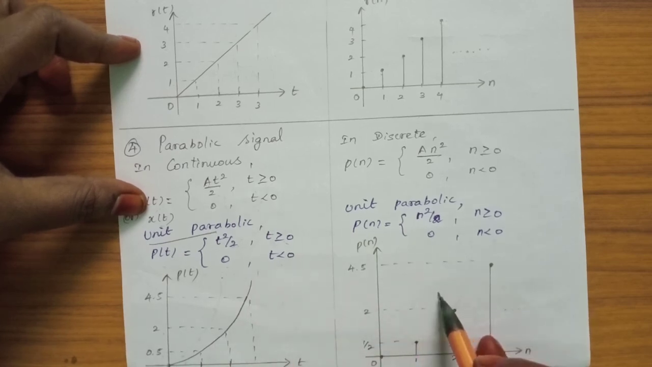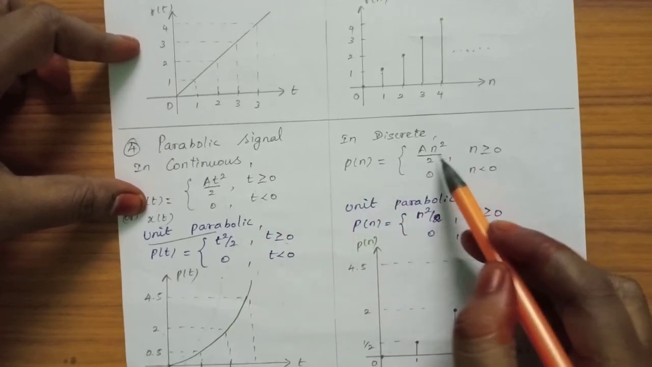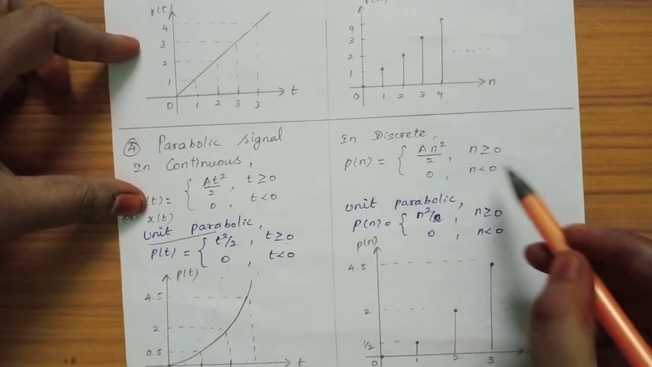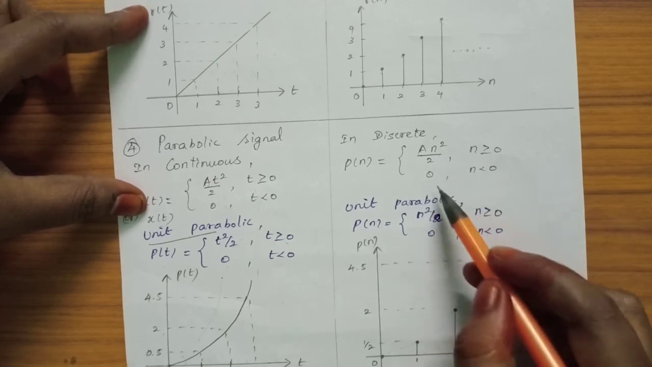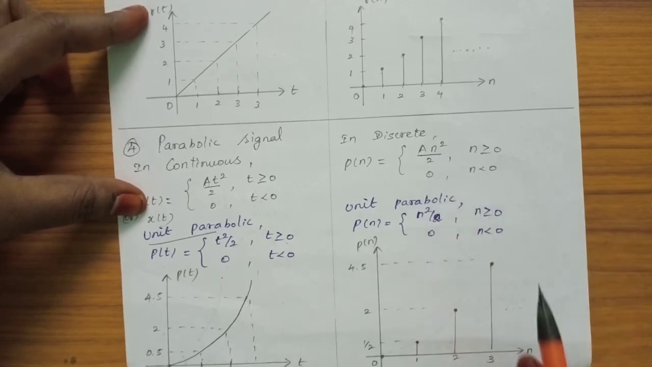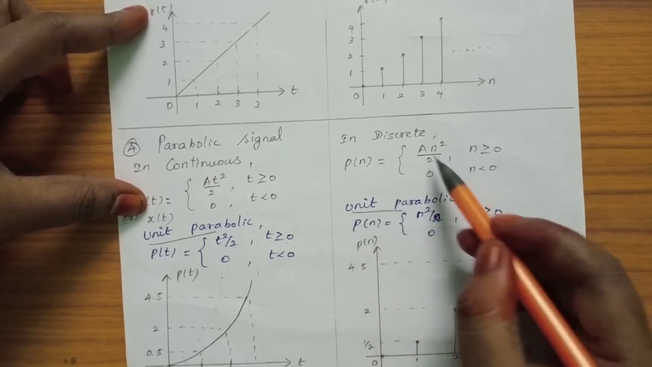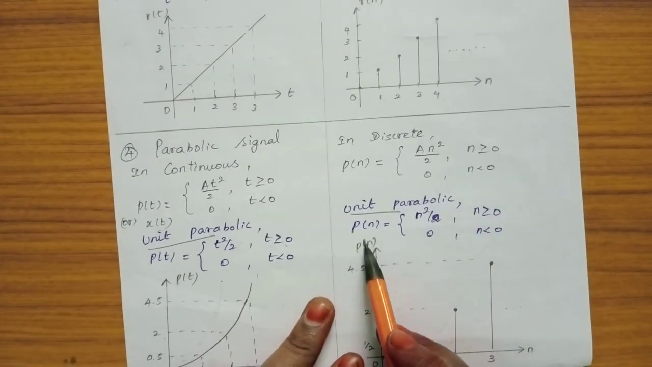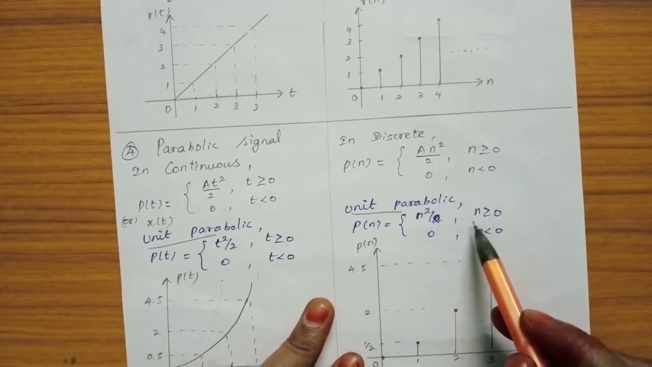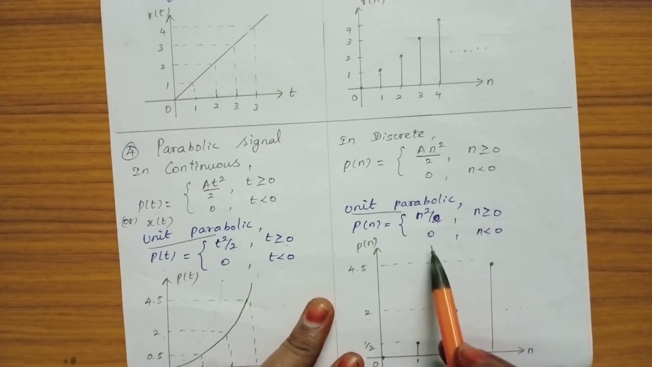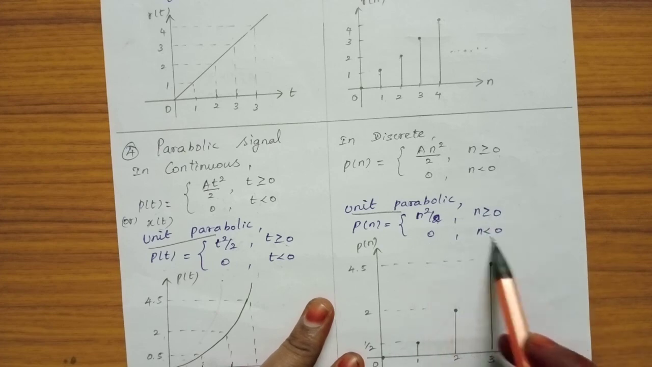So in discrete form, p of n equal to a n square by 2 for n greater than or equal to 0, 0 when n less than 0. For unit parabolic, a equal to 1, so p of n equal to n square by 2 for n greater than or equal to 0, 0 when n less than 0.